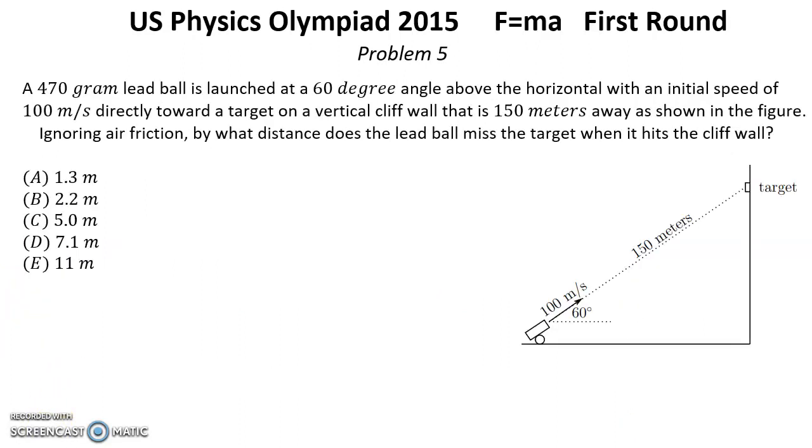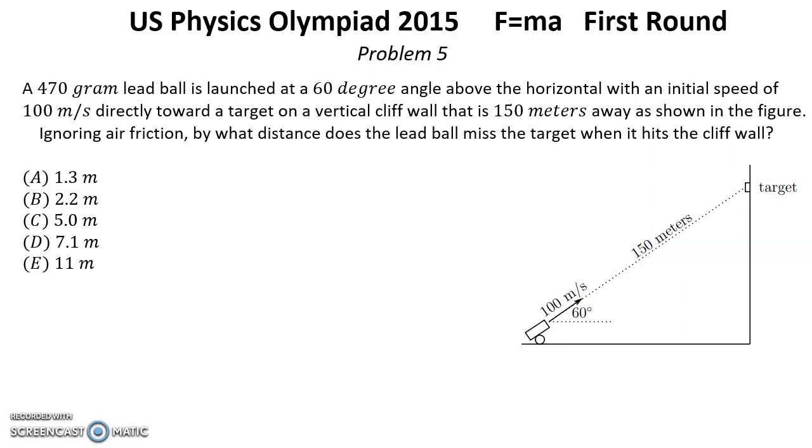Problem number 5. A 470 gram lead ball is launched at a 60 degrees angle above the horizontal with an initial speed of 100 meters per second directly toward the target on a vertical cliff wall that is 150 meters away as shown in the figure.